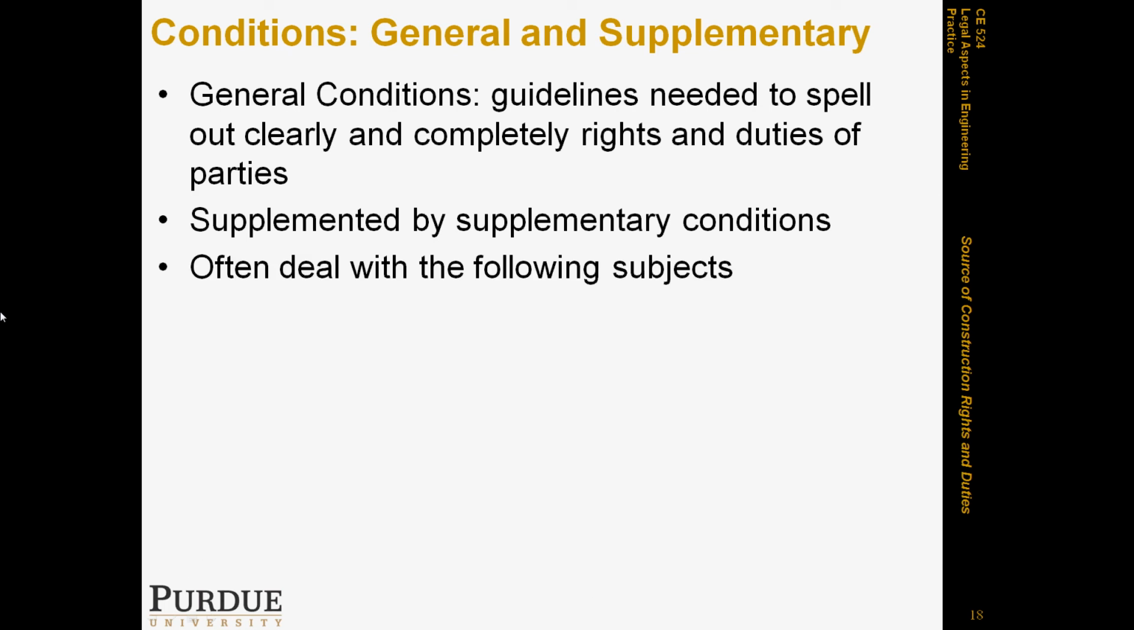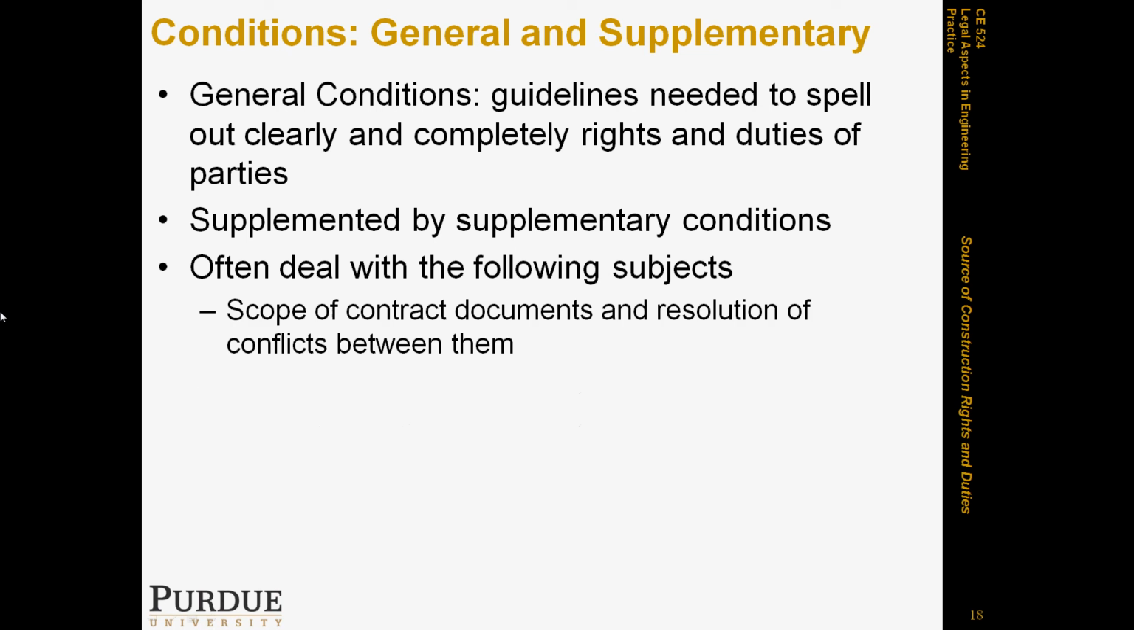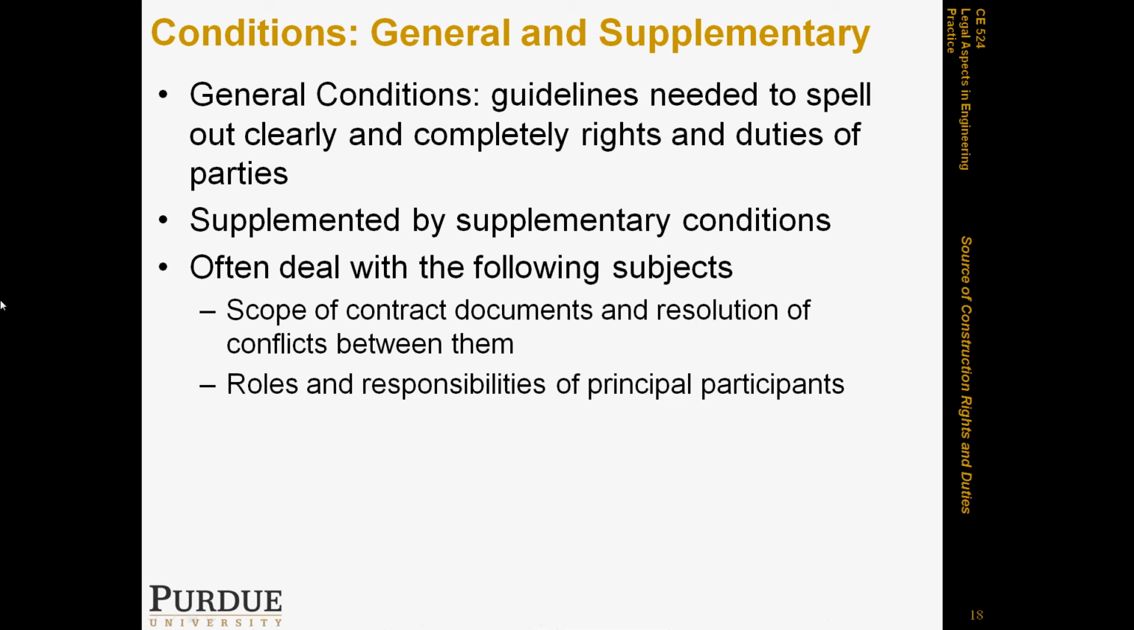These subjects are usually covered by both types of specifications: scope of contract and resolution of conflicts between them, what we call precedence of documents. So the documents that have significance over the others, and in case of, for example, ambiguity, which one has more precedence than the other. It talks about the roles and responsibilities of the main principal parties. The contractor has to do the work, the owner has to pay the money, and the architect and engineer have the role of certifying that the work is done right, and so on and so forth.